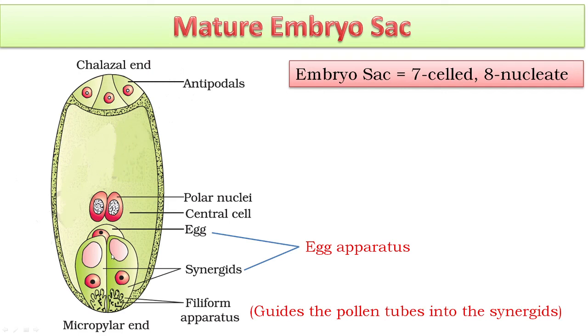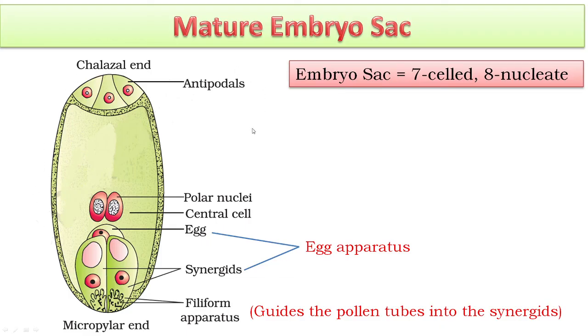But how many nuclei are there? 1, 2, 3, 4, 5, 6, 7 and 8. So it has got 7 cells but a total of 8 nuclei. So the mature embryo sac is said to be 7-celled and 8-nucleate. Is it clear? Now practice drawing this diagram as well.